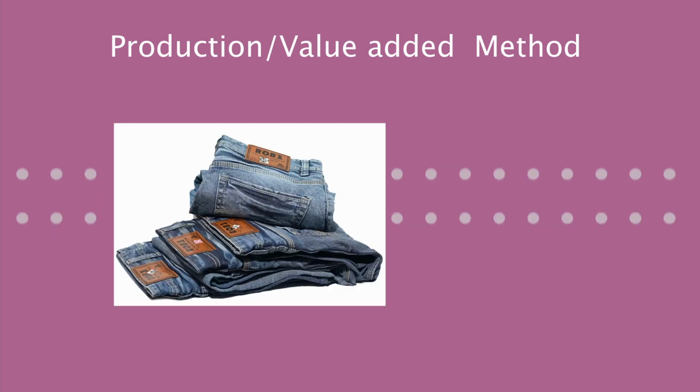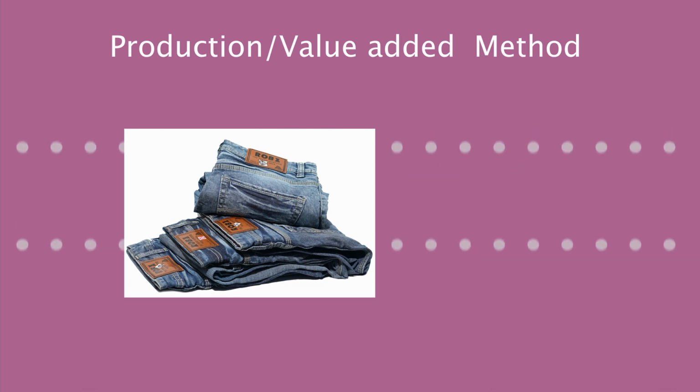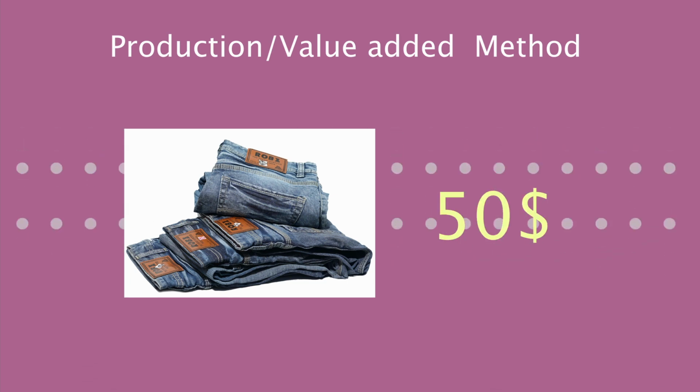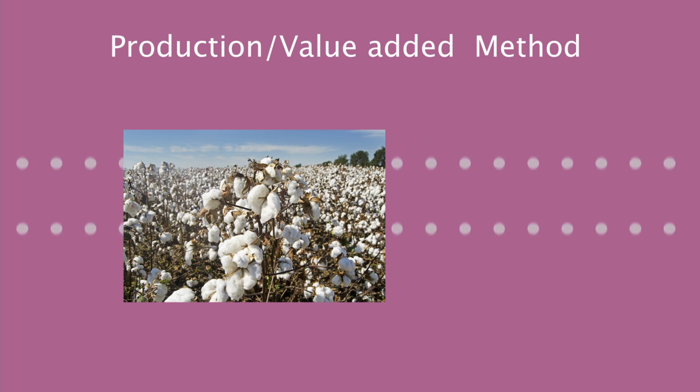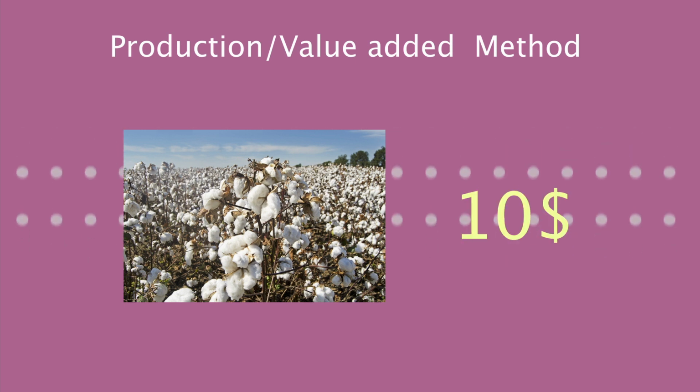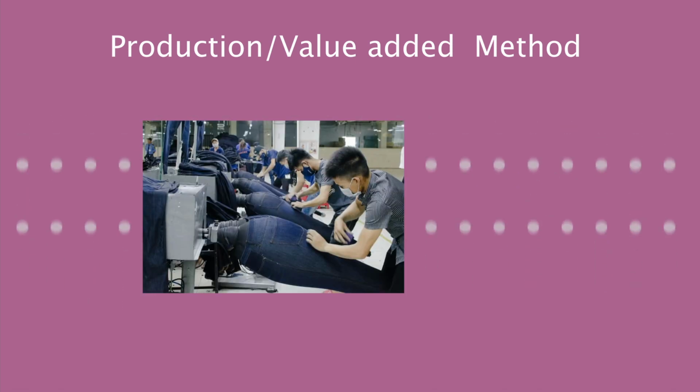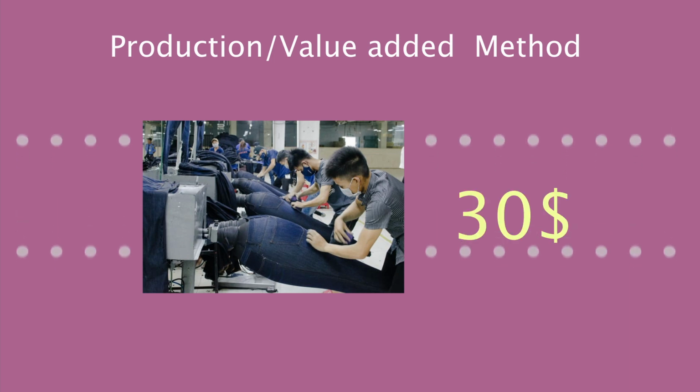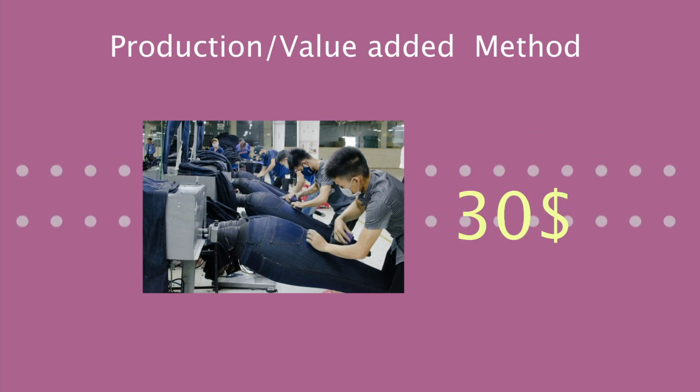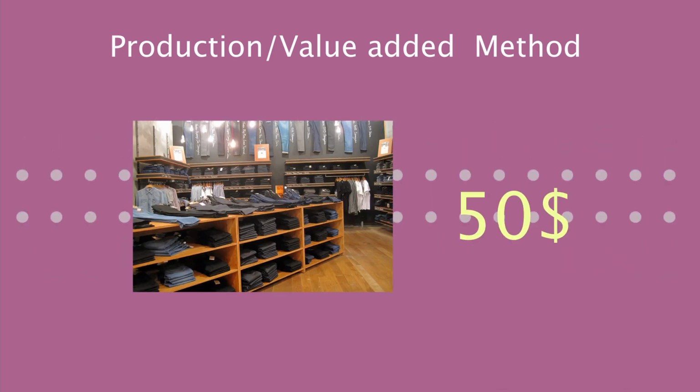For example, let's say the cost of producing one pair of jeans is $50. To produce this pair, we need the cotton as raw material, say $10. This would be sent to the factory to produce the jeans at a total of $30. These jeans would then be sold at the store for a total of $50.